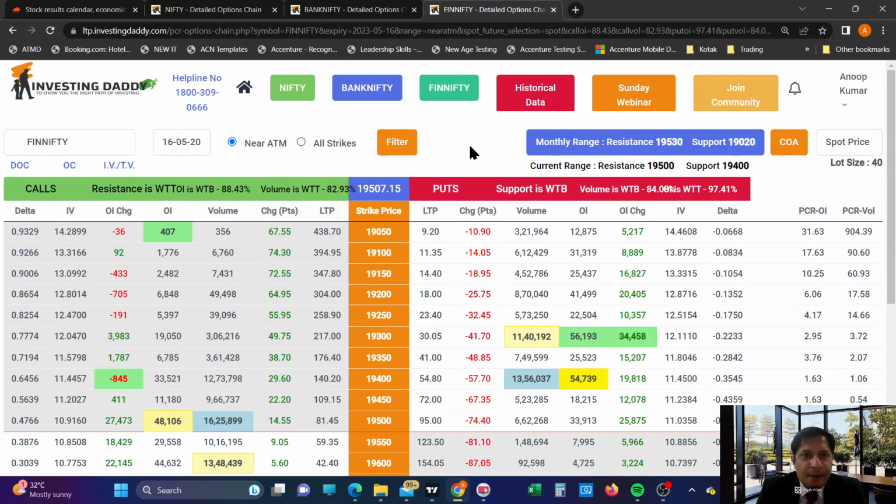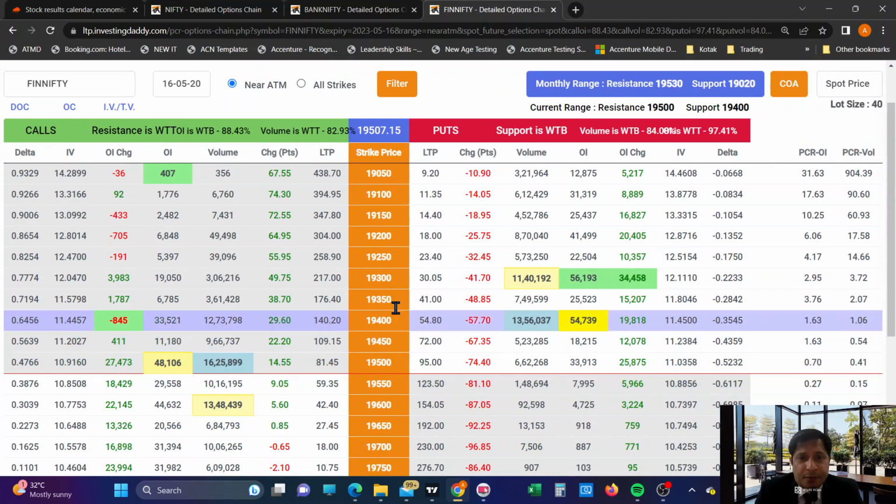But I have my inclination towards Finnifty, and I'd be looking at Finnifty to be traded tomorrow. And I would have the triangles put across at 19,400 and 19,600.